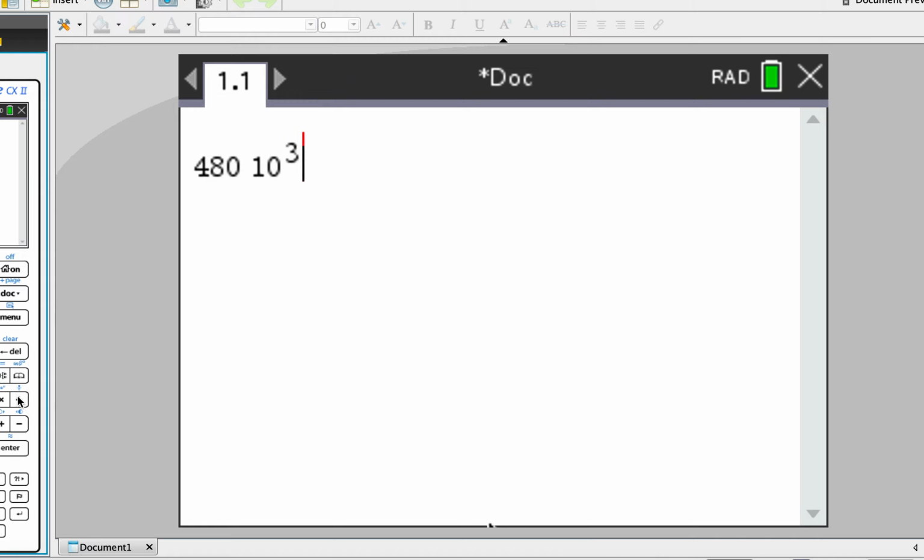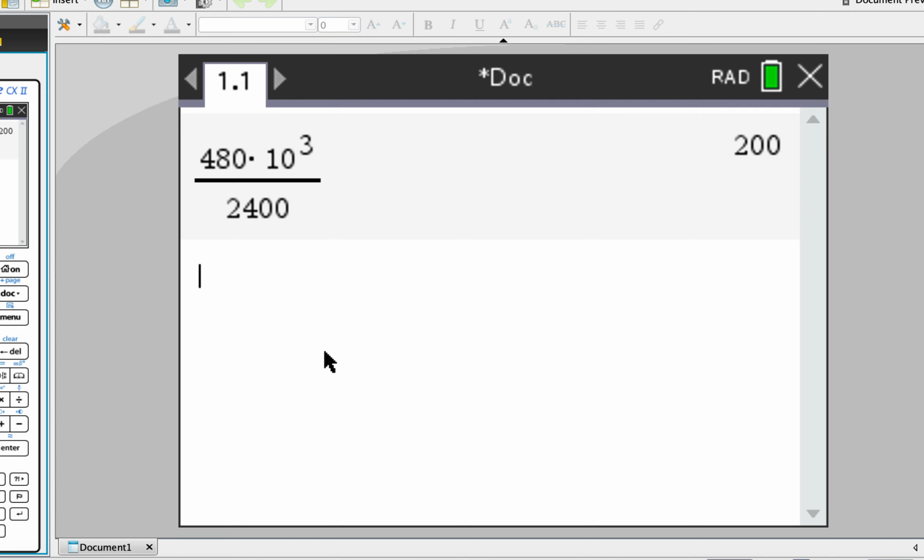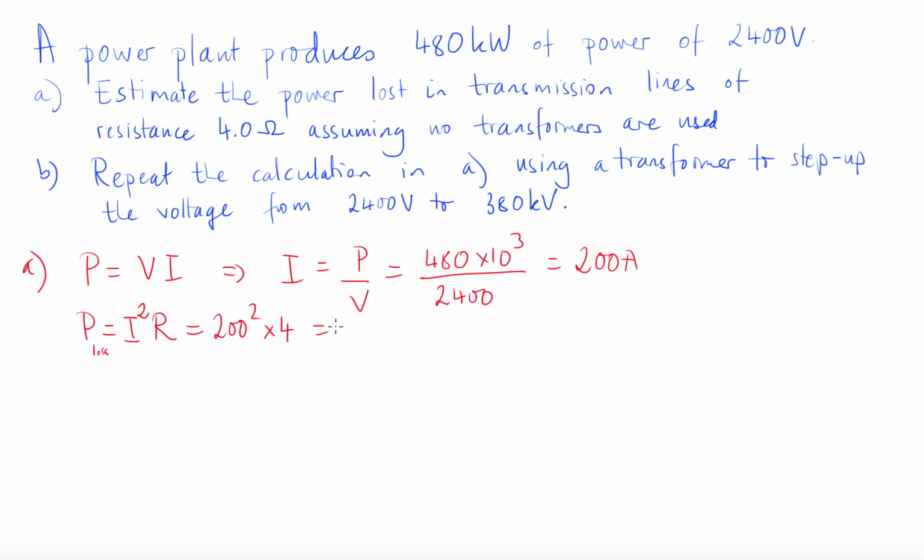Then I use the power, assuming we lose power in the cables. P equals I squared R to be 200 squared times by 4. 200 squared times by 4 is 160 kilowatts power lost.